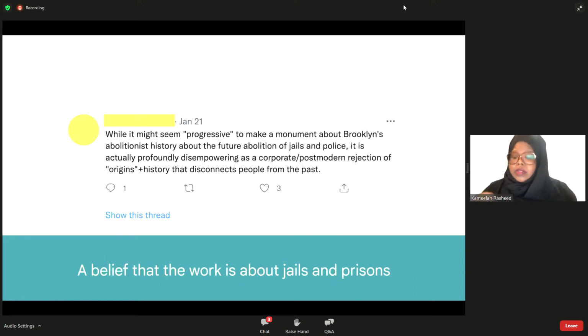Another concern that has been expressed is the notion that the work is about jails and prisons. The work is not about jails and prisons. We'll get into that a little bit later with regard to an excerpt on the page that noted some foundational theory around thinking through the notions of abolition.